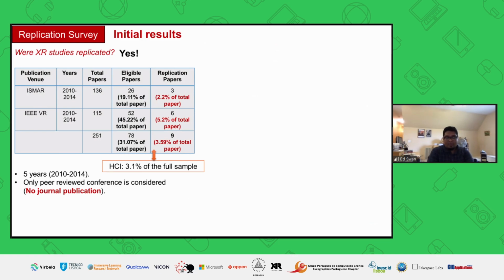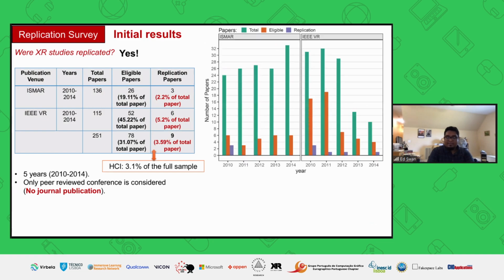So the work is still ongoing. We cannot say that this is the right number. We need to explore more. We need to explore the journals. But let's break this number out per year.